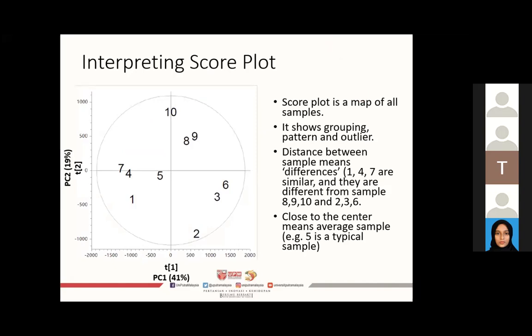How to interpret a score plot? A score plot is a map of all samples. It shows grouping patterns and outliers. Distance between samples means difference. Samples 1, 4, 7 are similar and they are different from samples 8, 9, 10 and 2, 3, 6. Close to the center means an average sample, so sample 5 is a typical sample.